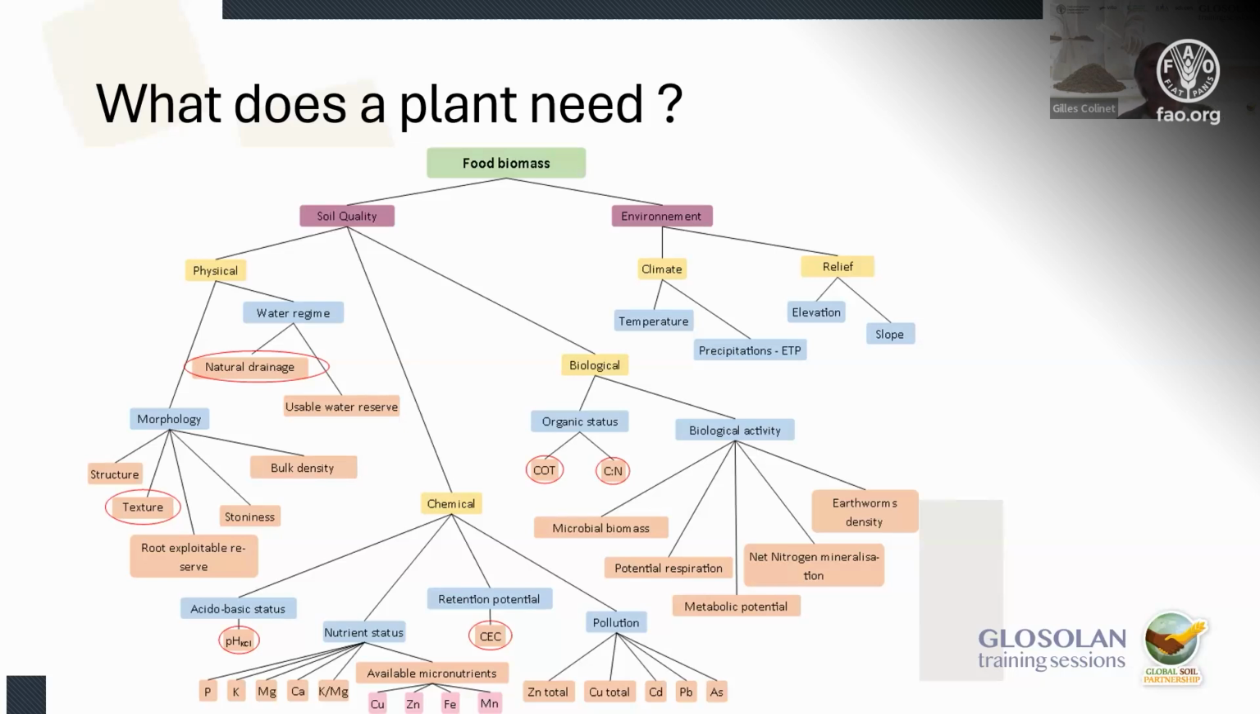So it's the natural drainage in our system because we have a detailed soil map. It's the texture because we have a detailed soil map that gives indications. This is the pH because it is one of the most important properties. It is the cationic exchange capacity. It's also an important property, and it is the organic status with the carbon and the C over N ratio.